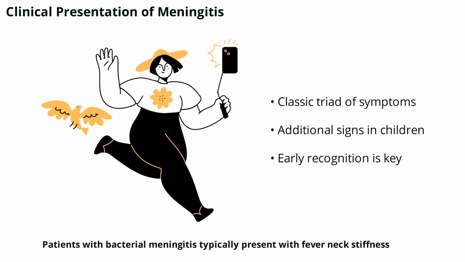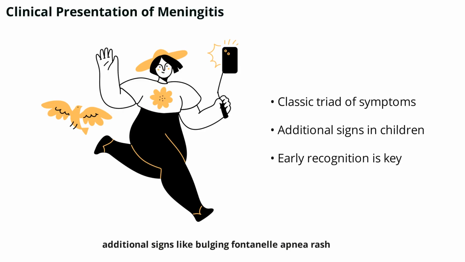Patients with bacterial meningitis typically present with fever, neck stiffness, and altered mental status, the classic triad. Other symptoms include chills, vomiting, photophobia, and severe headache. In children, additional signs like bulging fontanelle, apnea, rash, and convulsions may be observed. Recognizing these symptoms early is vital for prompt treatment.